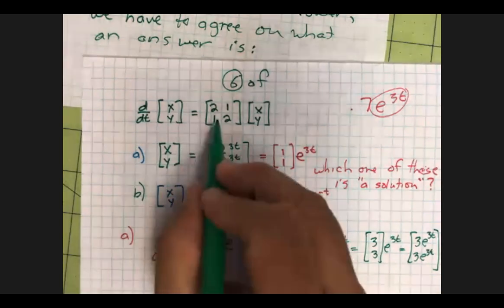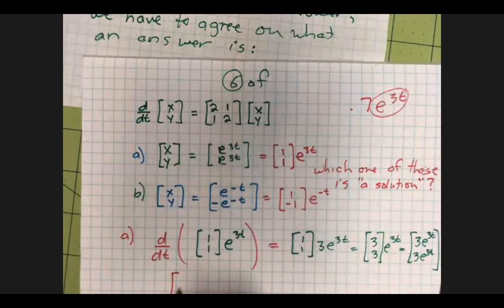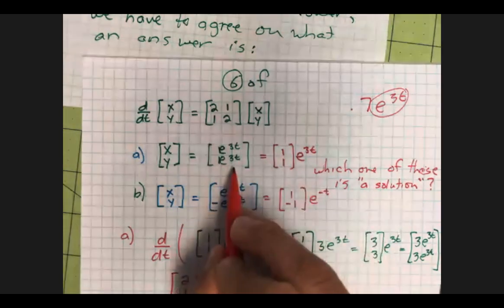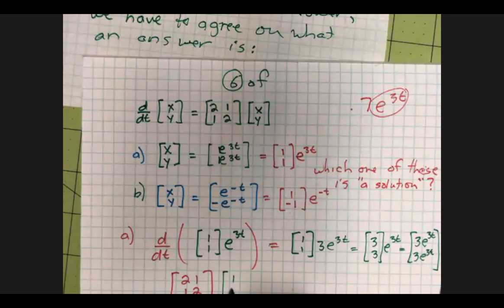What happens if I multiply the matrix [2, 1; 1, 2] times this function? Well, again, I'm going to emphasize the (1, 1) e^(3t)-ness here. Because when I differentiated, do you understand that the constants just sat there? And I was operating on the e^(3t). Now when I multiply by the matrix, what happens? It's the turn of the e^(3t) to just sit there, and the constants are what get together. How do you multiply [2, 1; 1, 2] times (1, 1)?